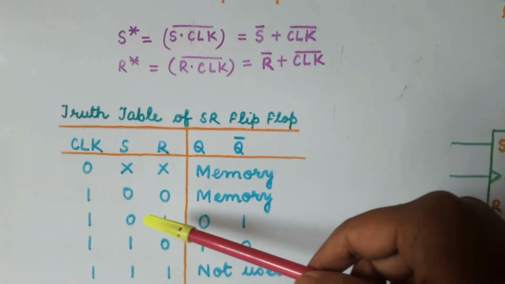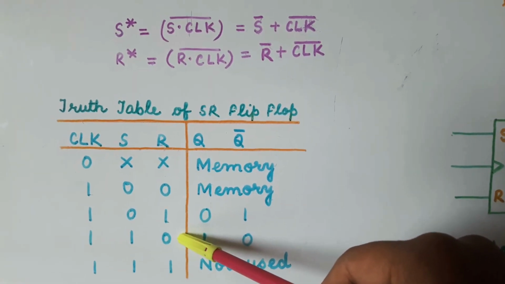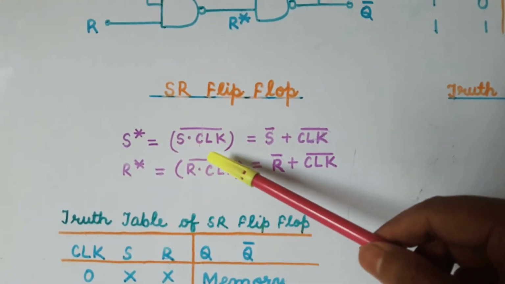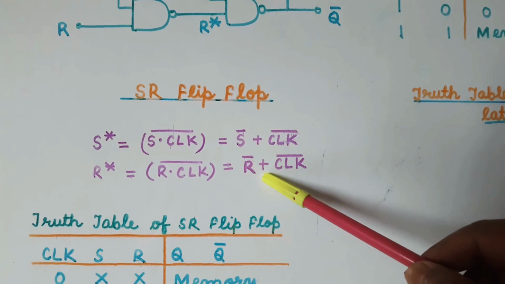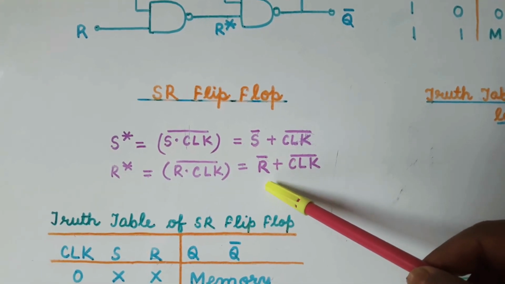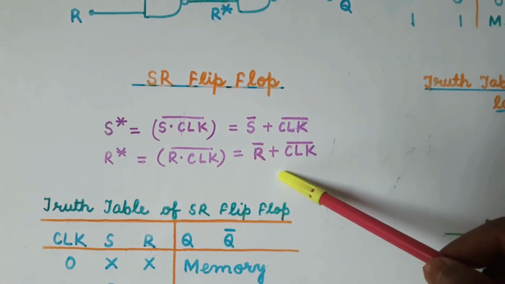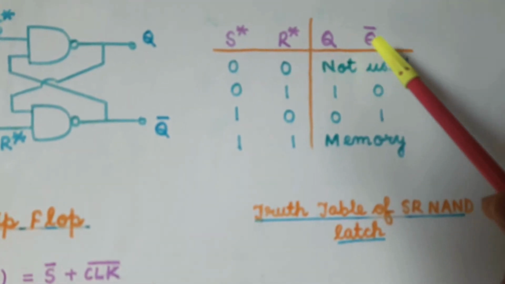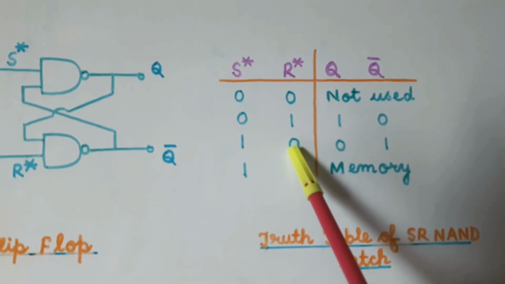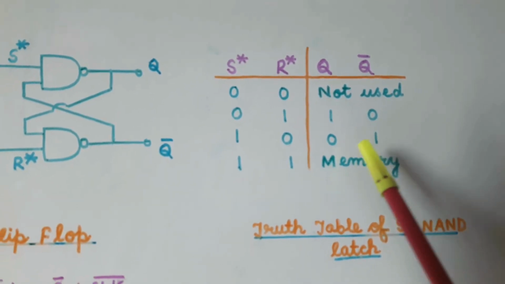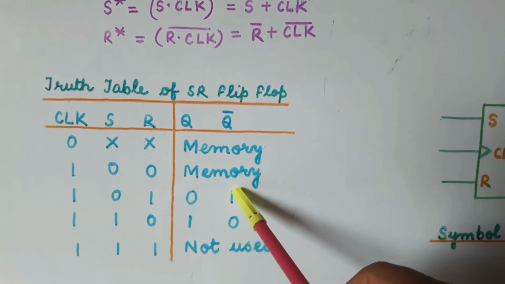So in this case also we will be having the previous output, that is, we are having the memory. And if the clock is high again and the value of S is 0 and the value of R is 1, then in this case we find that the value of S star will be 0 complement, that is 1, and R star will be equal to 1 complement, that is 0. So the value of S star is 1 and the value of R star is 0. And from the truth table of the SR NAND latch, we find that when the value of S star is 1 and R star is 0, then we are getting the outputs as 0, 1. So in this case, we will get the outputs as 0 and 1.